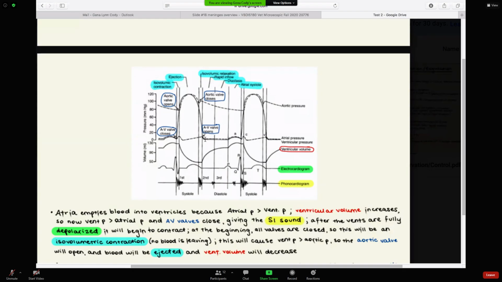There is a period of isovolumetric relaxation. I forgot to mention that, but basically it's the same thing as isovolumetric contraction. It's just where it relaxes and no blood is filling it. So it's where all my valves are closed and it's just relaxing, but no blood is coming in or out. Isovolumetric, same volume.